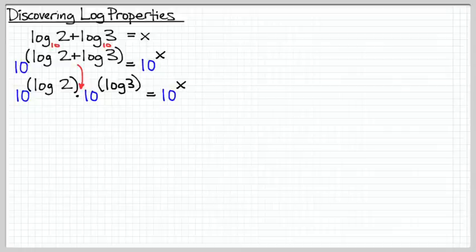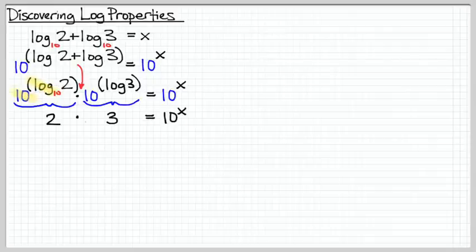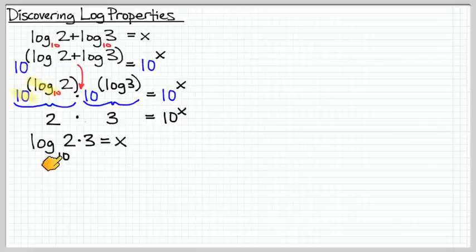Now, notice this. We have 10 raised to the power of log base 10. And remember, these are inverse operations, so we get, as a result of this, just simply 2. And for this next part of it, we have the same thing. We get 3 here as well. So now the next step, let's turn this into logarithmic form. And so I have log base 10 of 2 times 3, and I'm leaving it written as 2 times 3 for now, and you'll see why, is equal to x.